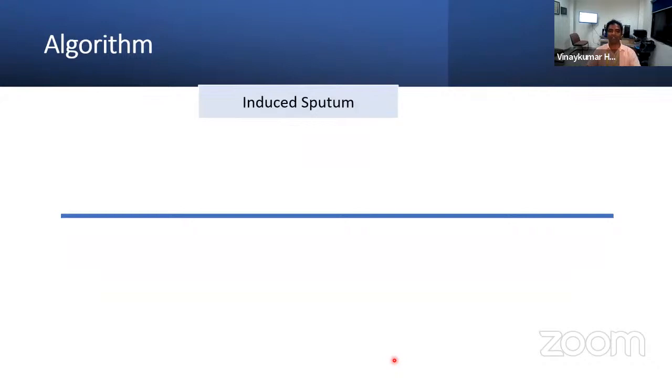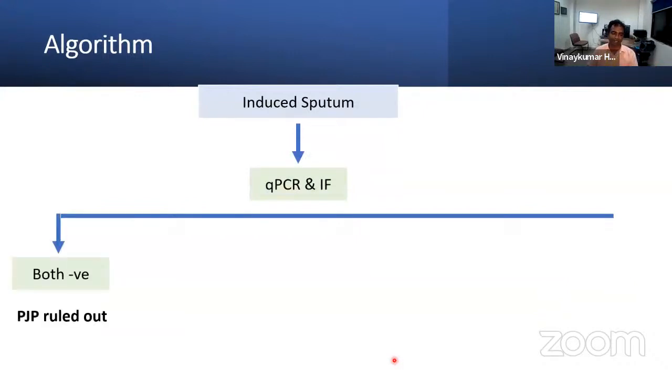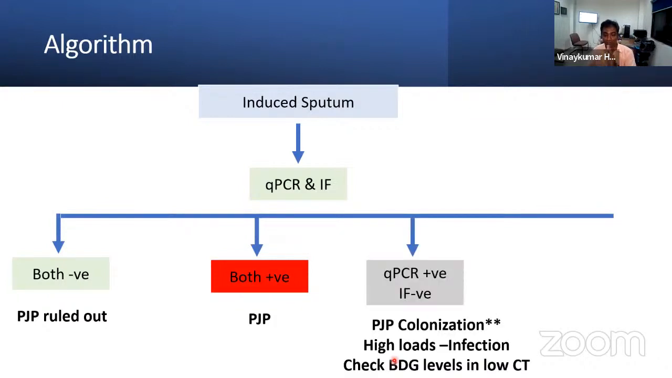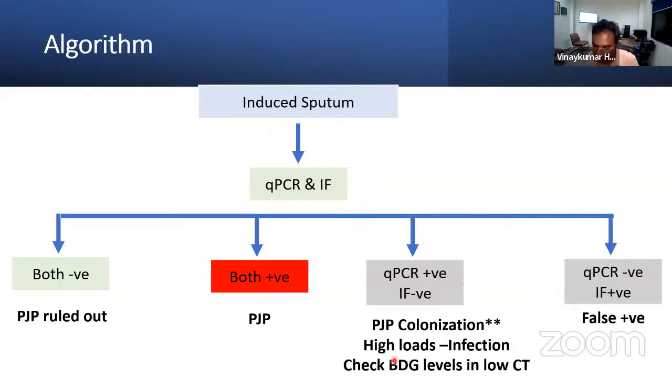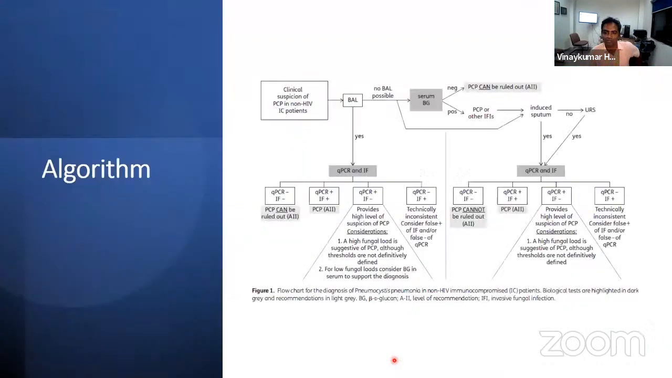So in this patient, if you had a beta-D-glucan and you also had an induced sputum, and you did qPCR and IF and both turned out negative, again you ruled out Pneumocystis pneumonia, and if both were positive, again you have ruled in Pneumocystis pneumonia. If qPCR was positive only, you add a serum beta-D-glucan and also look at the CT value to interpret your values. Again, if qPCR was negative but your IF was positive, then this is a false positive test.